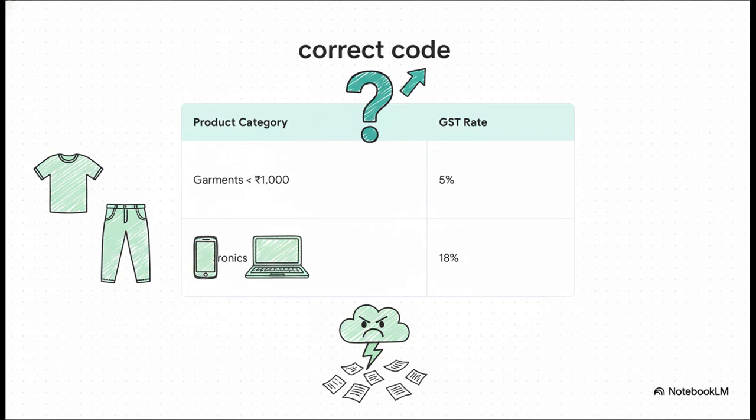Rule number 3 is all about using the correct GST rate and HSN code. Now, this might sound basic, but you'd be surprised how often people get this wrong. For example, some garments might be at 5% GST, while electronics are at 18%. If you use the wrong rate, that's a surefire way to get a notice from the tax department.